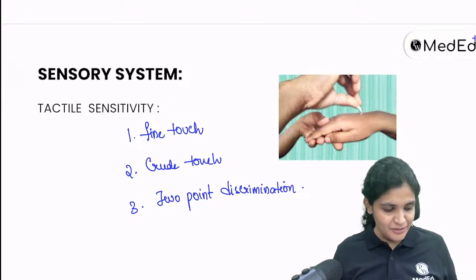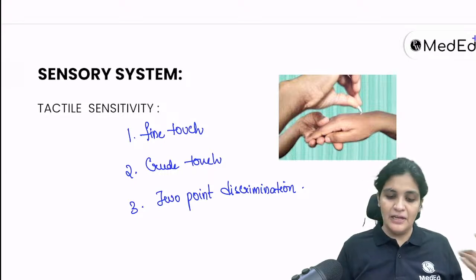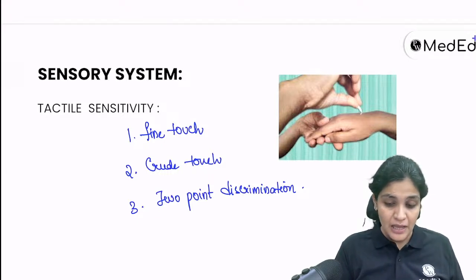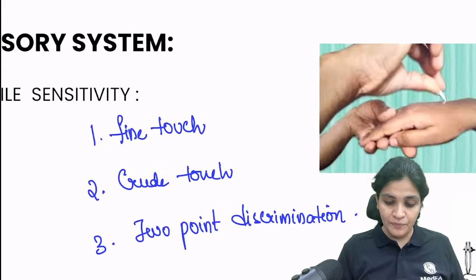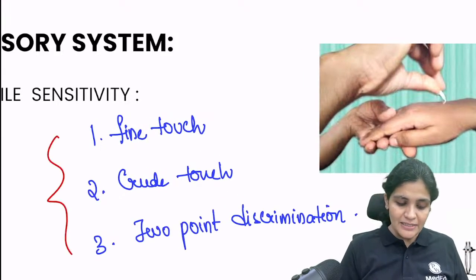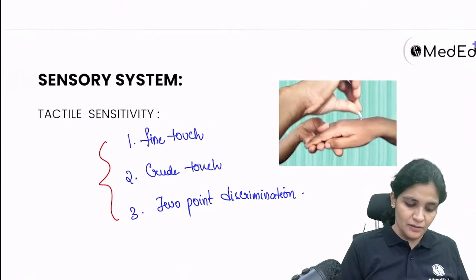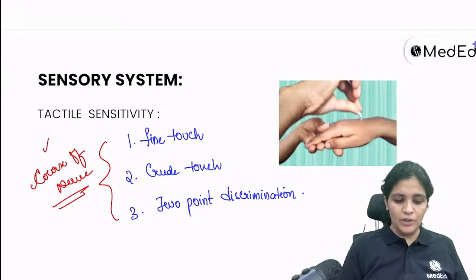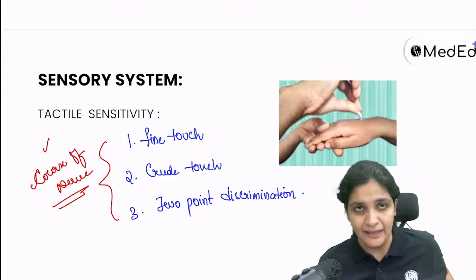2-point discrimination, right? So what is fine touch? Now it is all your general medicine, you have to help me out here. In case of fine touch, first you do all these things at the course of the nerve. So for that you have to understand which area is supplied by which nerve, then only you will do all these testings at that particular area, right?